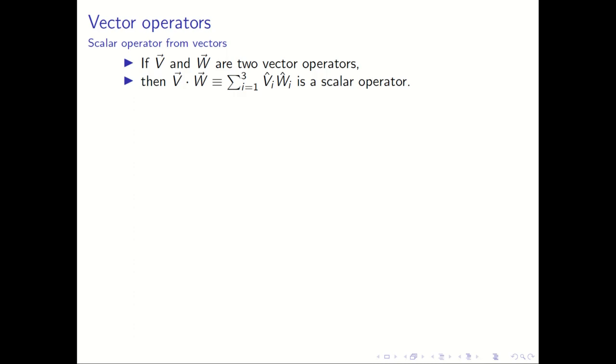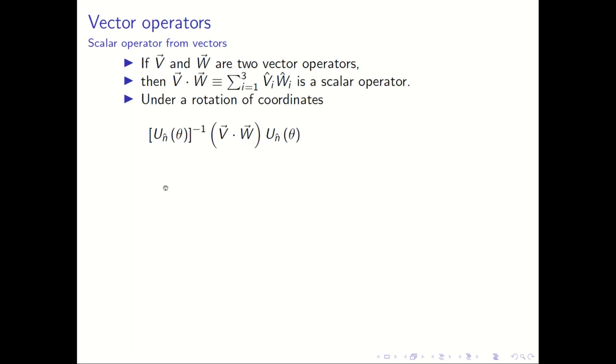In V.W you always have V1 W1 plus V2 W2 plus V3 W3. In W.V you have W1 V1 plus W2 V2 plus W3 V3, and these two results may very well be different. But is it true that this is really a scalar operator? The proof of this is sort of trivial.